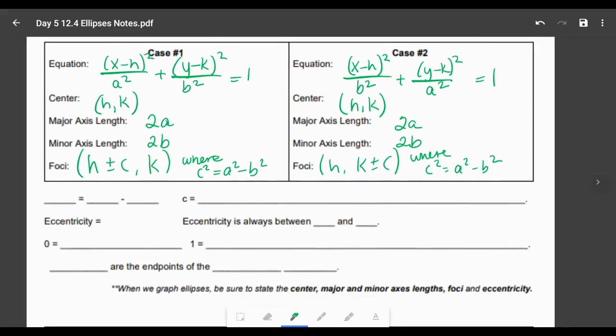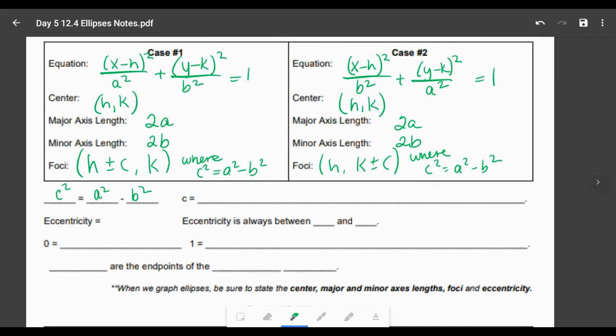All right, so I'm just going to add that equation in here so that we don't forget. c squared equals a squared minus b squared. And another way to say it is that c is equal to the square root of a squared minus b squared.